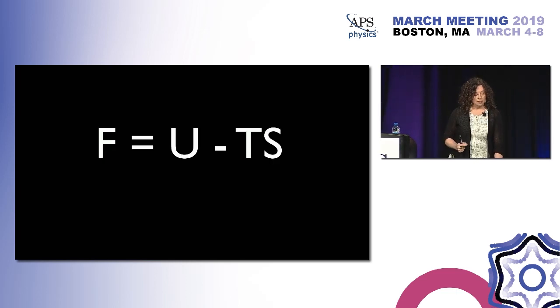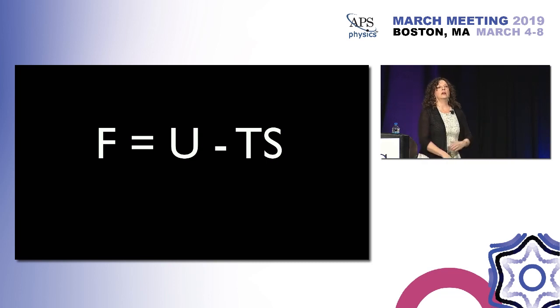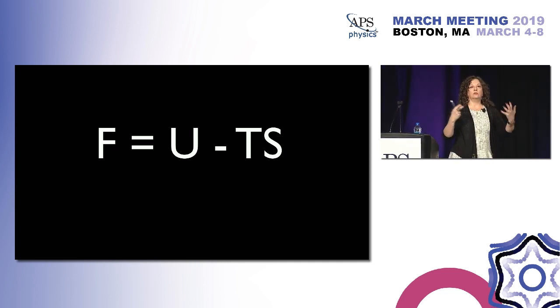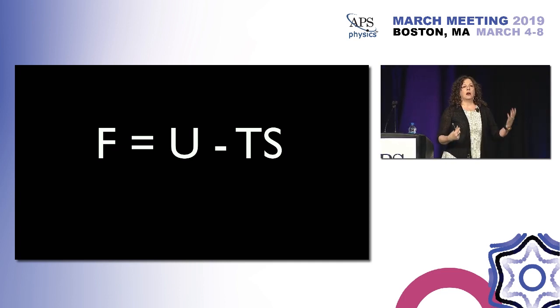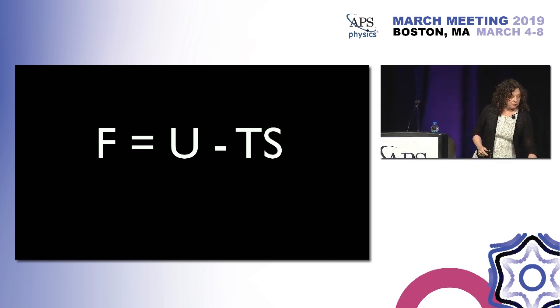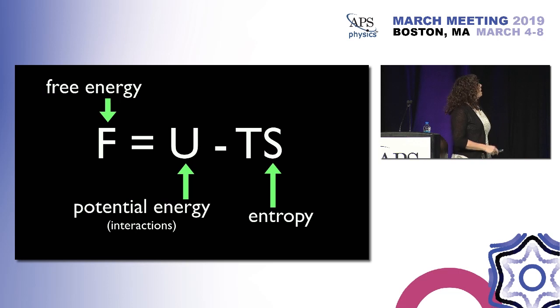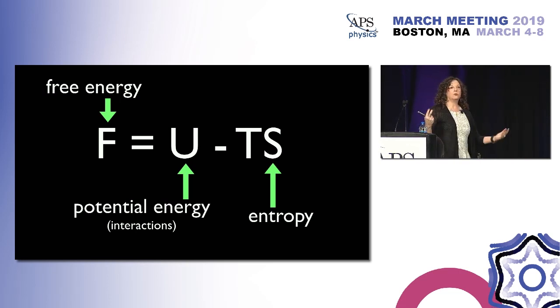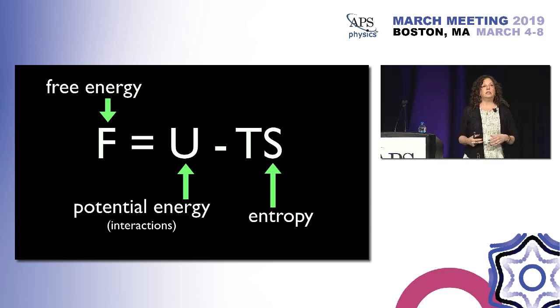So let's remind ourselves, go back to statistical thermodynamics 101. What do we mean when we say free energy minimization? You can describe free energies in different ways. If we think in terms of the canonical thermodynamic ensemble, the free energy can be written as the potential energy of the system minus T times the entropy of the system. And this U, the potential energy, that's where all the interactions are. That's where all the bonding is.